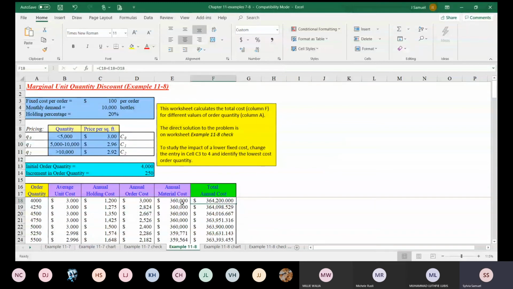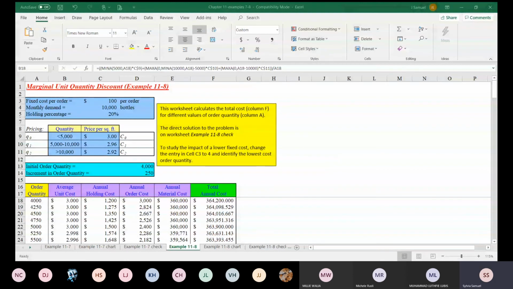And then to get the total cost, of course, we must add the annual material cost plus the annual order cost. Okay. So average unit cost, annual holding cost, you need to use a formula. If I explain again one by one, of course, there's not enough time. So you need to practice. I hope you do the practice. You can try to play around with your Excel and then use your calculator to make sure whether the formula is right.